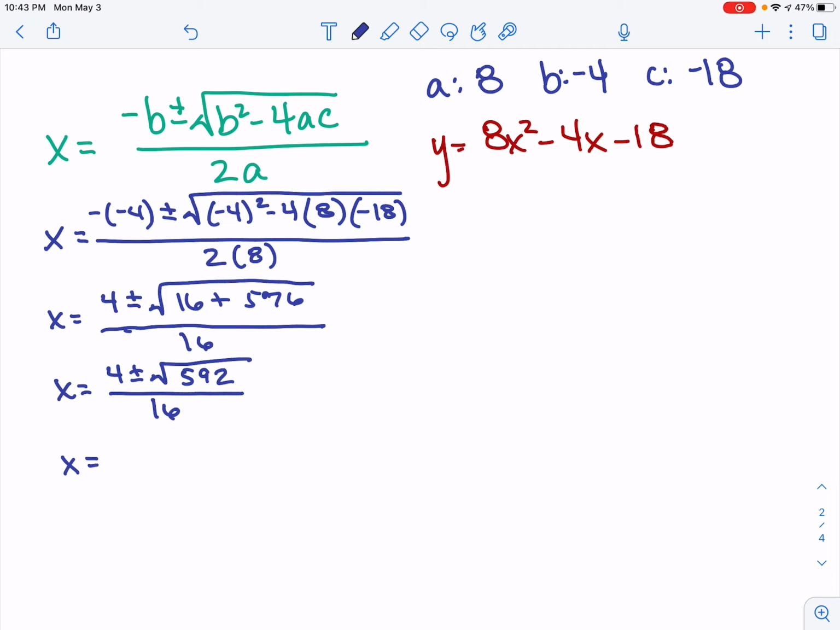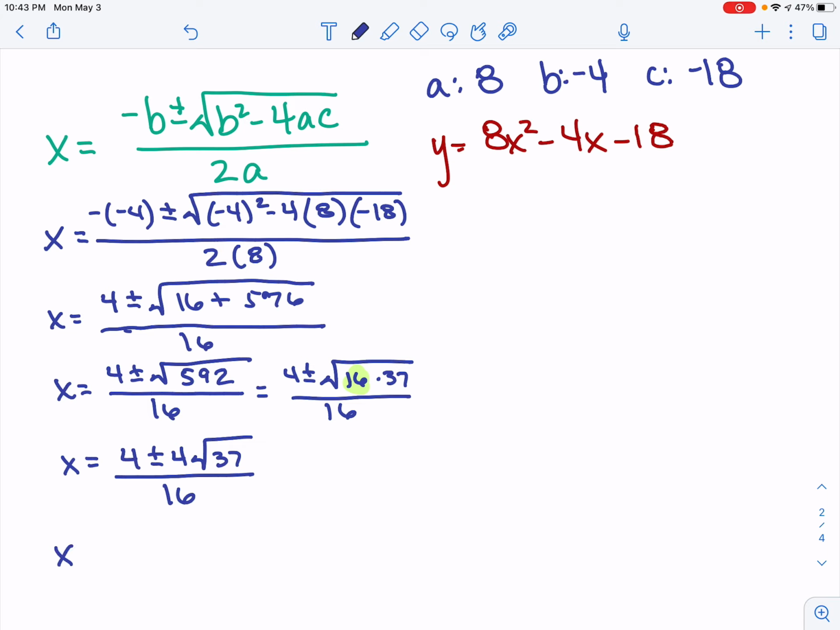If I want to make this an exact answer, I can simplify that radical because 16 times 37 is 592, and 16 is a perfect square. So since this would be 4 plus or minus the square root of 16 times 37 divided by 16, I can pull this 16 out because it's a perfect square, and it would be 4 plus or minus 4 times the square root of 37 divided by 16. Then I can simplify this one step further because I've got 4 and 16 here, and I can divide all of those things by 4. So I would have 1 plus or minus the square root of 37 divided by 4.